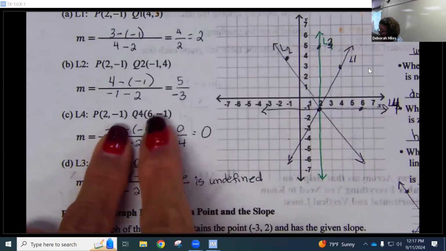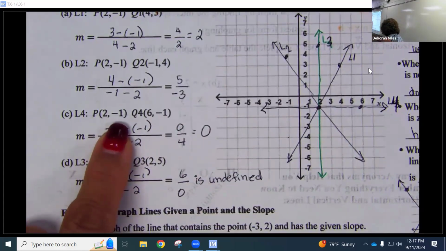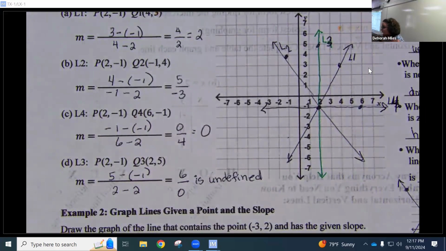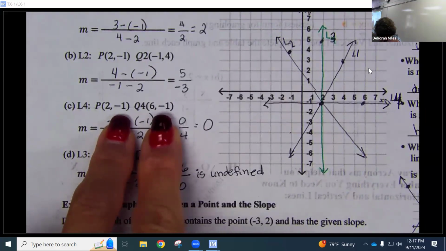The y's are the same. And if you think about the line where all the y's are the same, that's got to be going straight across. Your height isn't changing. Your y values always represent your height. And if your height is a constant, then you're going straight across. That's always going to happen when your y's are the same.